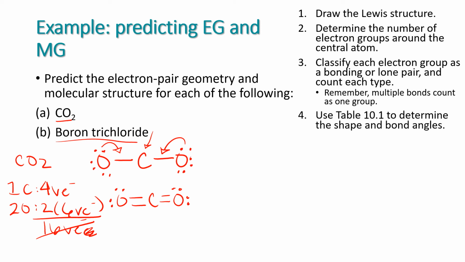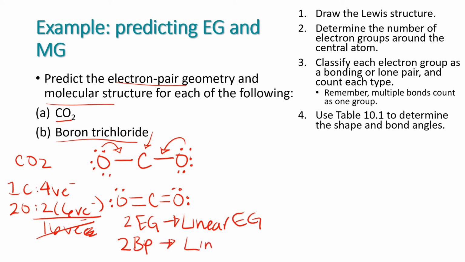So how would we determine the Eg and the Mg? So the Eg, did you guys hear that thunder? So the Eg, we just look at the number of groups. So there are 2 electron groups, which means we have a linear Eg. And then for Mg, we look at the types of groups. We have 2 bonding pairs, and that's it. So because we have no lone pairs, anytime you have no lone pairs, your Eg and Mg will be the same.